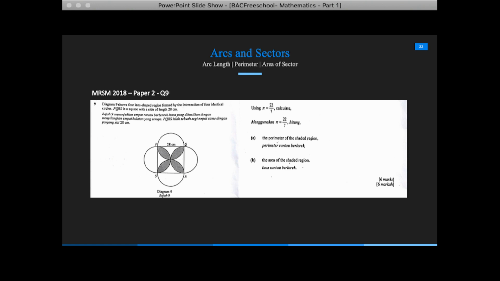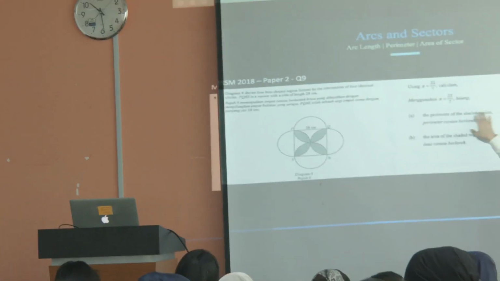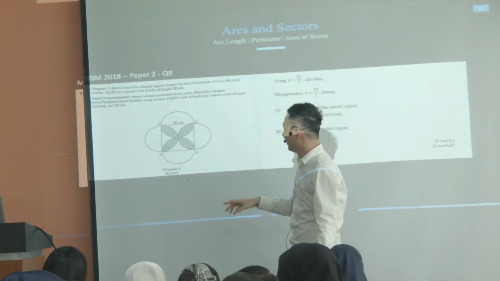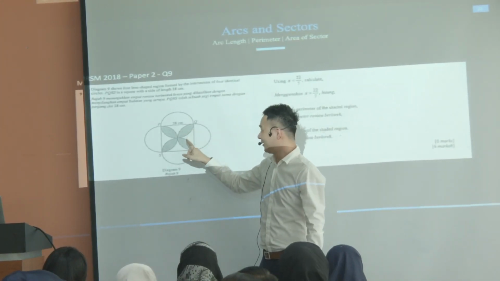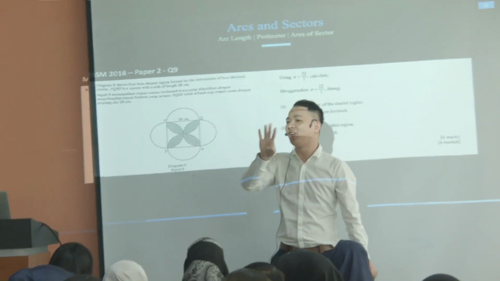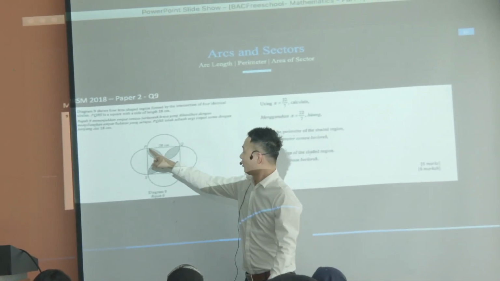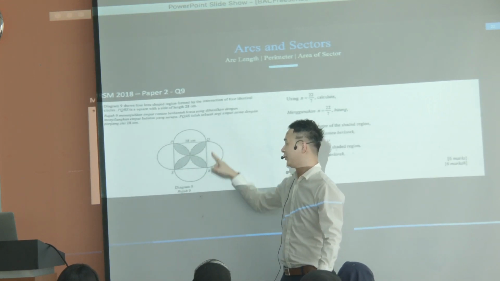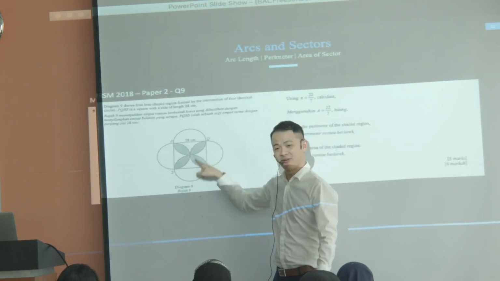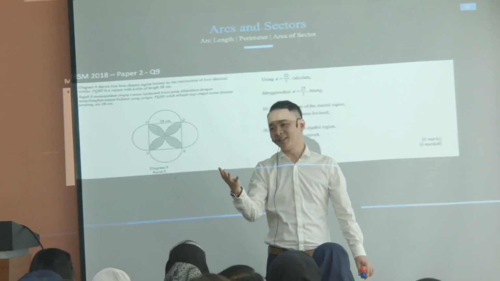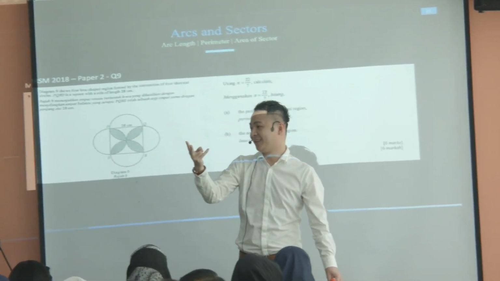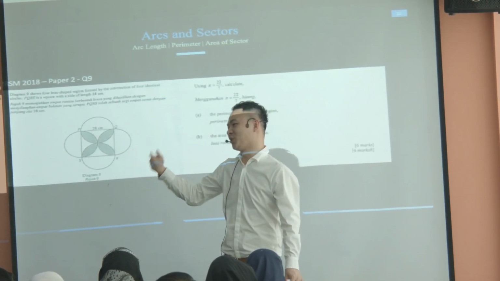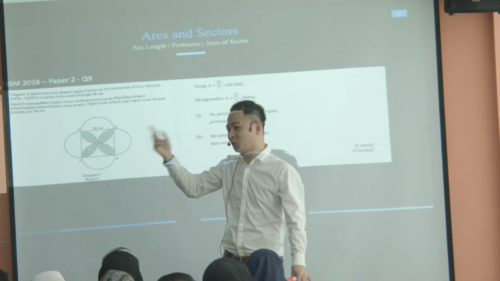Alright, then the first thing is they ask you to find the parameter of the shaded region. So if you see carefully, this parameter here actually is formed by 4 semicircles. 1, 2, 3, 4. 4 semicircle basically equals to 2 circle. 1 circle equals to 2 pi r. So 2 pi r plus 2 pi r, or you can say double of 2 pi r.